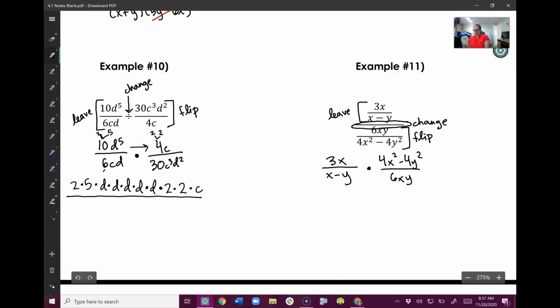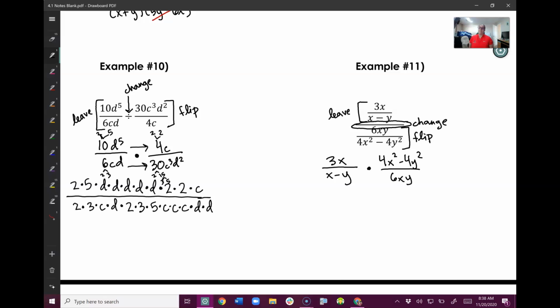Now we do the bottom, 6 factor trees to 2 times 3 times c times d. Multiply across. So 30 is 2 times 15, which is 3 times 5. So 2 times 3 times 5 times, I got 3 c's and 2 d's.